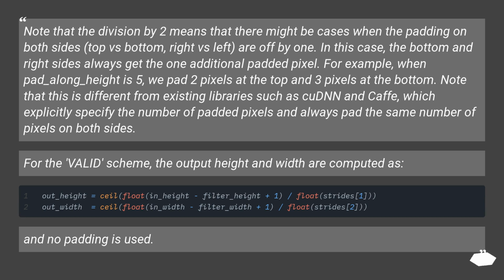For example, when pad_along_height is 5, we pad 2 pixels at the top and 3 pixels at the bottom. Note that this is different from existing libraries such as Caffe and tf, which explicitly specify the number of padded pixels and always pad the same number of pixels on both sides. For the valid scheme, the output height and width are computed as, and no padding is used.